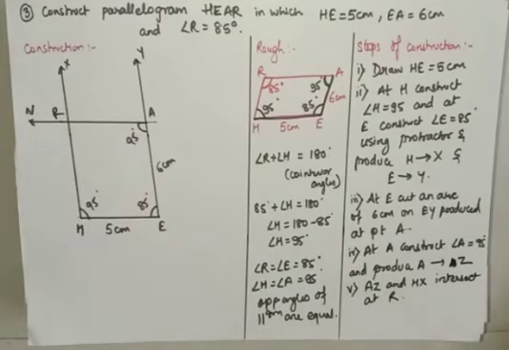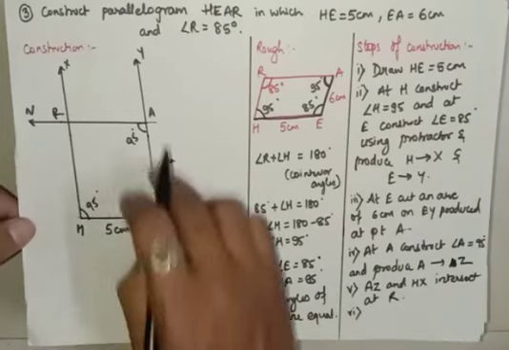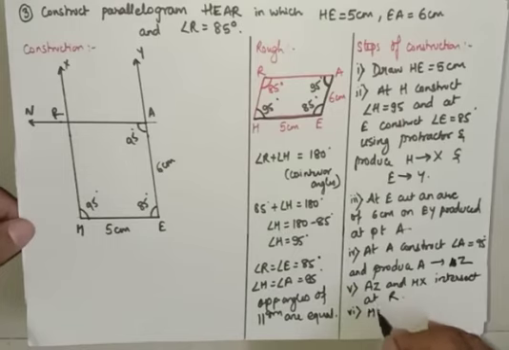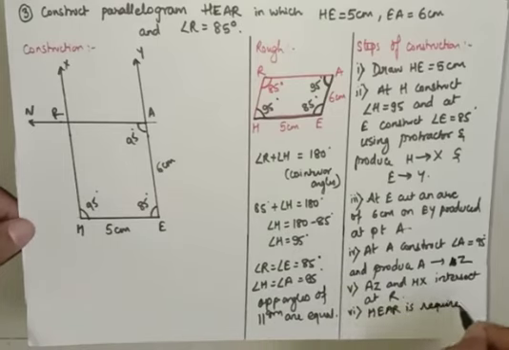Now you can also check whether the angle at R is 85 degree or not, on your own. This will be your judgment. So they intersect at R, and the last point is HEAR is the required parallelogram.